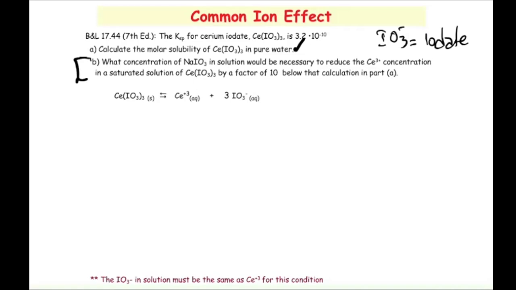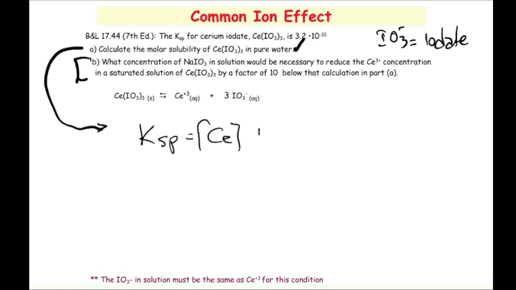The first part is pretty easy. What is the molar solubility? Well, you know that cerium, if you do this enough times, you're going to see that Ksp is equal to cerium times iodate squared. How did I get squared? Cube. How did I get cube? There's a 3 right there.